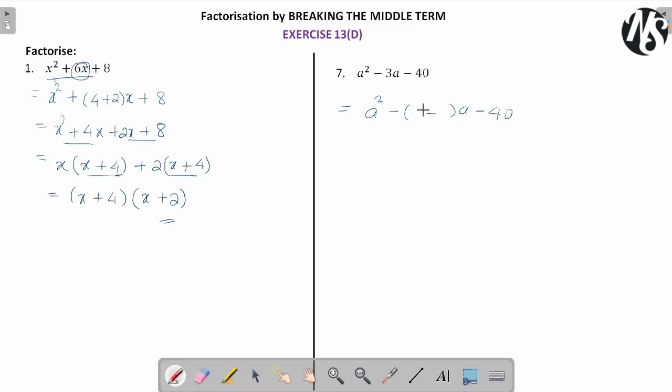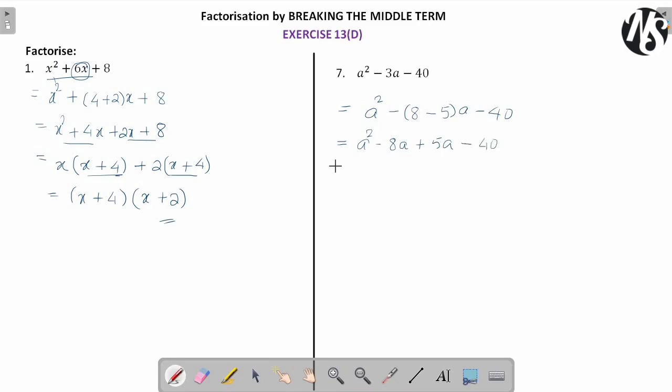Now you have to find two numbers whose difference is 3, and when you multiply those two numbers, you get 40. Obviously the numbers will be 8 and 5, because 8 minus 5 is 3, isn't it? And 8 5s are how much? 40. See, you need to do lots of practice, then only you will understand this kind of sum. So we have a square, open the bracket, minus 8 into a is minus 8a. Minus into minus is plus, you have to be very careful here. Minus into minus becomes plus, 5 into a is 5a, and at last we have minus 40.